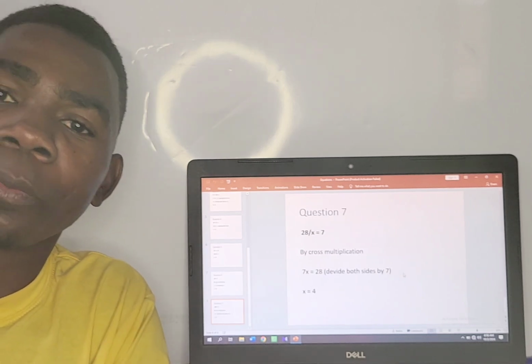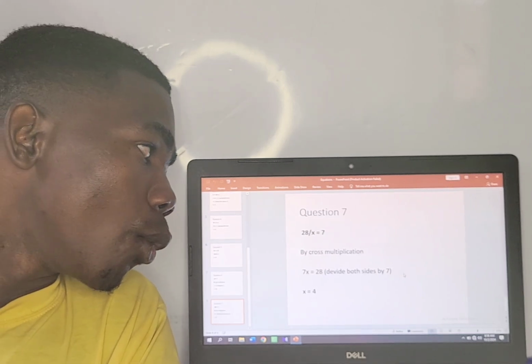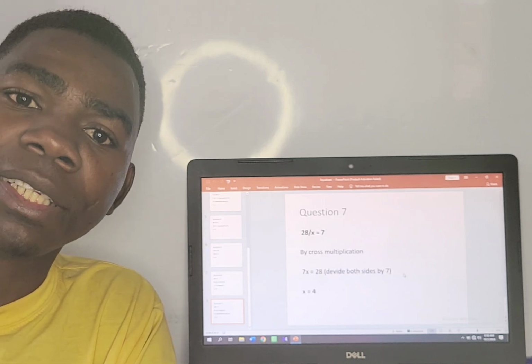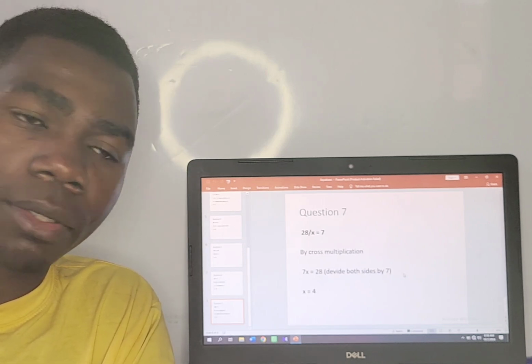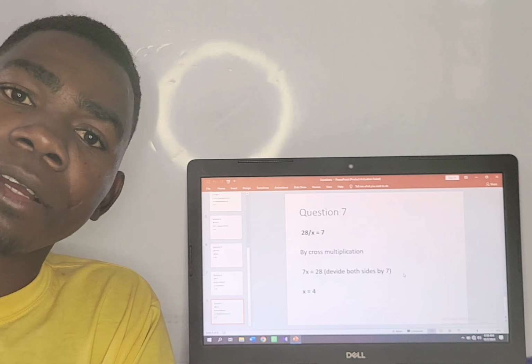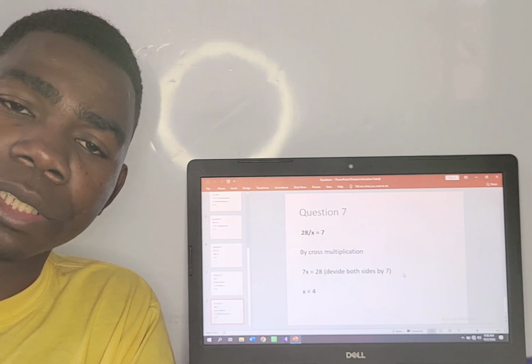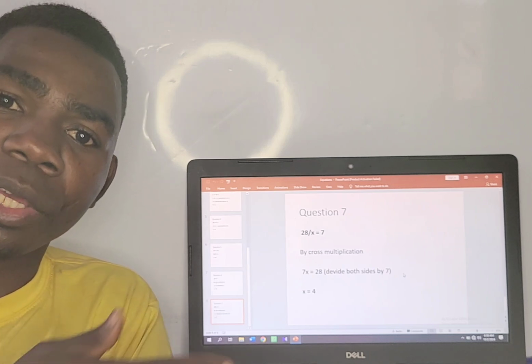So this is how to work on problems involving linear equations. Whenever you are given a question involving linear equations, be able to apply all the concepts we did here.